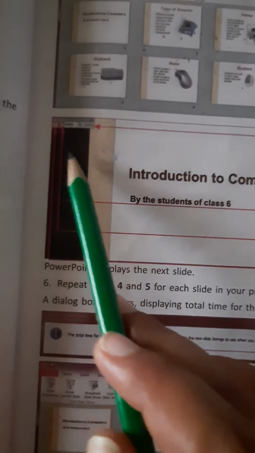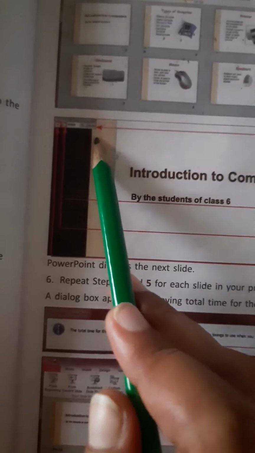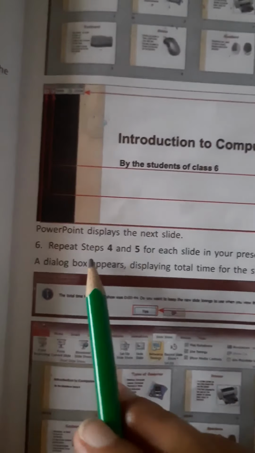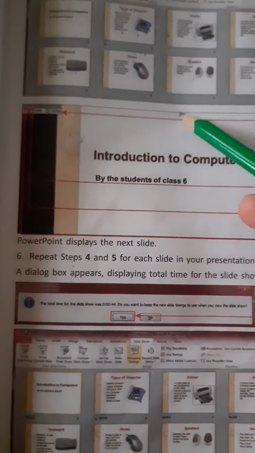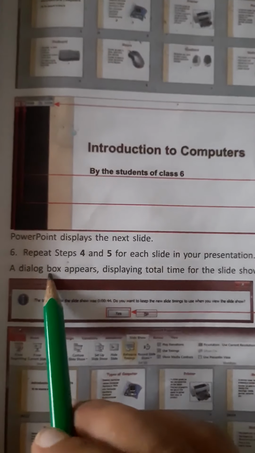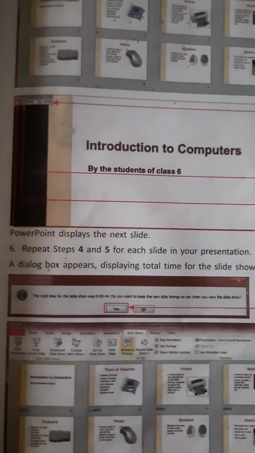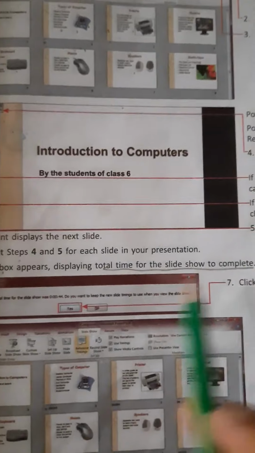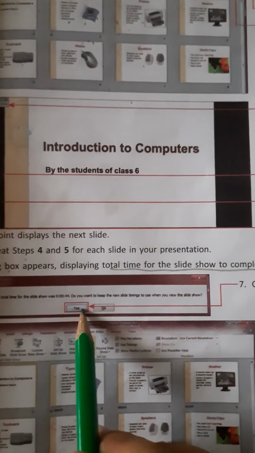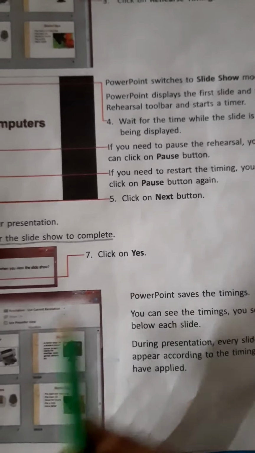And you can also restart the timing. Then click on Next button. So by repeating these two steps, you can set the timing for each slide. So after that, a dialog box will appear. It will display total time for the slideshow to complete. Click on Yes option. So PowerPoint will save the timing.